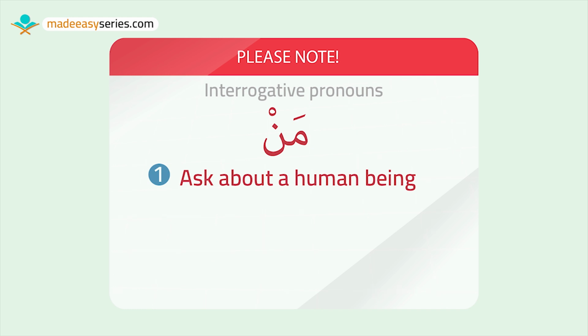So for example, man waliduka, who's your father? I'm asking about a human being. Man hadha, who is this? Man huwa, who is he? And so on. So after the word man, we can only ask about human beings. Can I take a pen and say, man hadha, who is this? I cannot use a pen to ask who. Why? Because a pen is not a human being. So after the word man, which means who, it should be a reference to a human being.